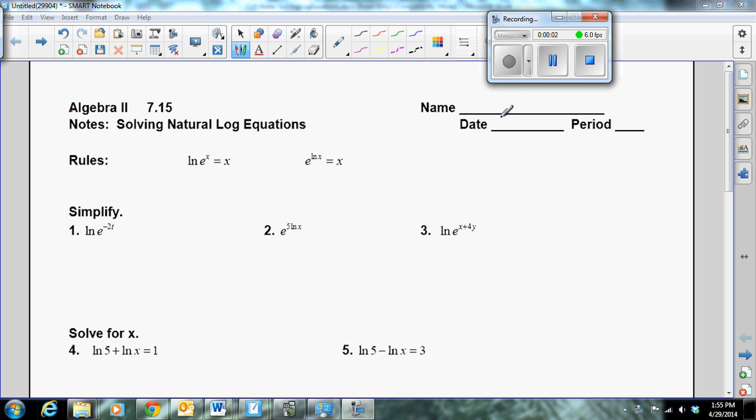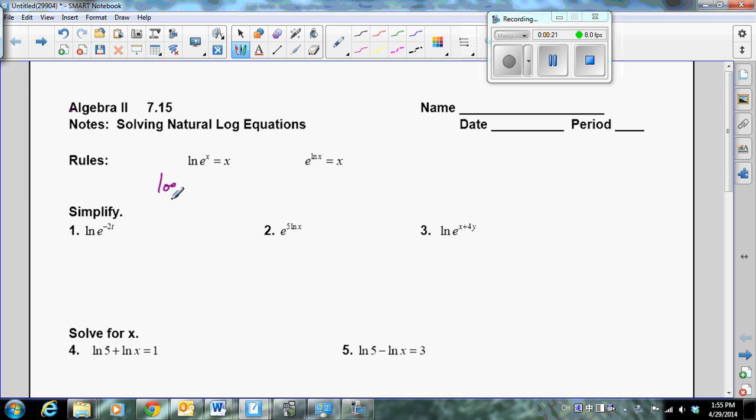This is your 7.15 notes, and it's over solving natural log equations. You will follow two rules on this worksheet. The first one: natural log of e to the power of x equals x can be transformed into e to the power of natural log of x is equal to x. In other words, this is the same thing when we're dealing with log.